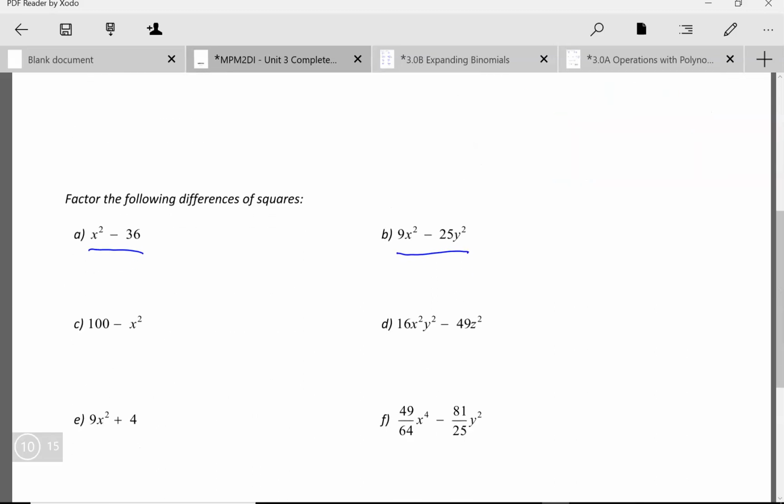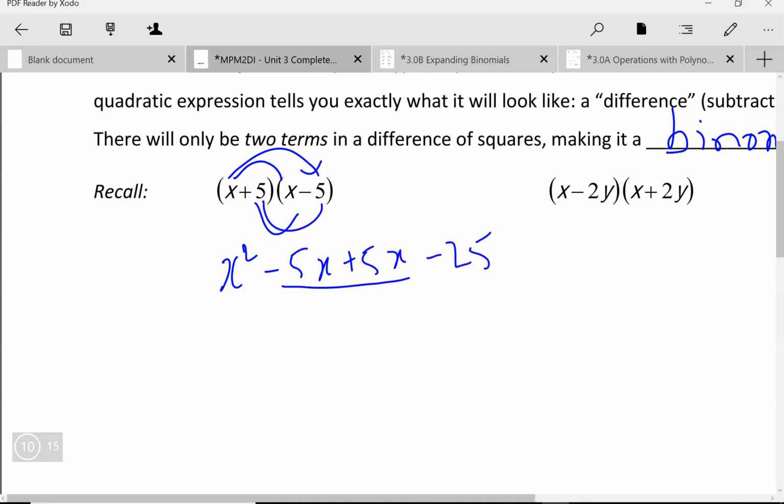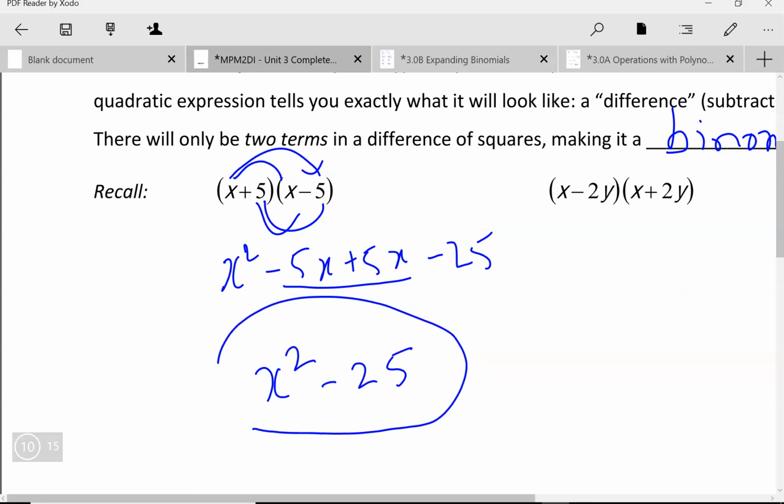So whenever you see a binomial, two terms with a subtraction in between them, automatically you should think difference of squares. And factoring a difference of squares is actually super easy, because let's look at this: x plus 5 times x minus 5. You have x squared minus 5x plus 5x minus 25. And when I combine like terms, minus 5 plus 5 gives me 0. My b value becomes 0, which is why I end up with this x squared minus 25 binomial, which looks like a difference of squares.